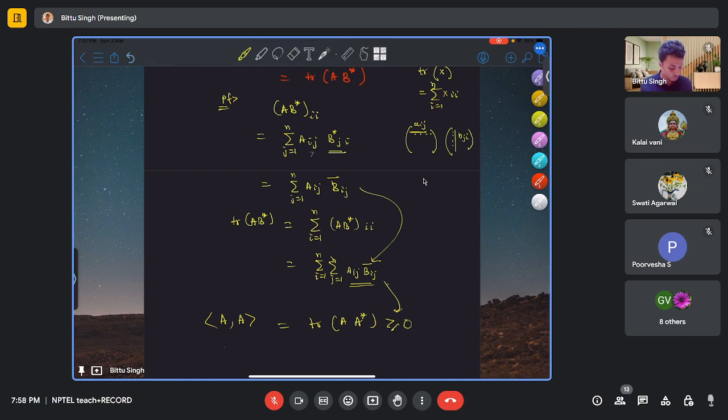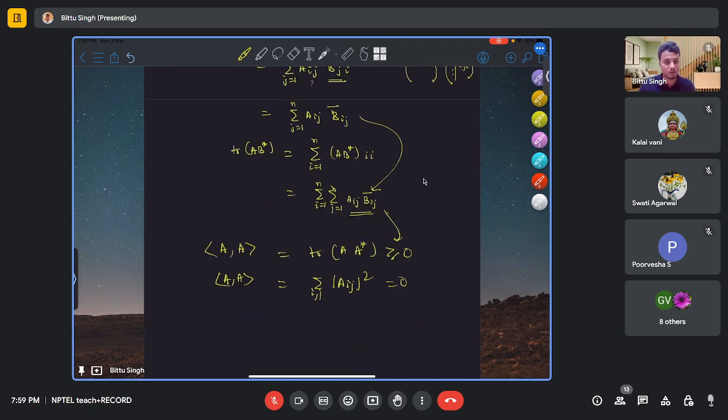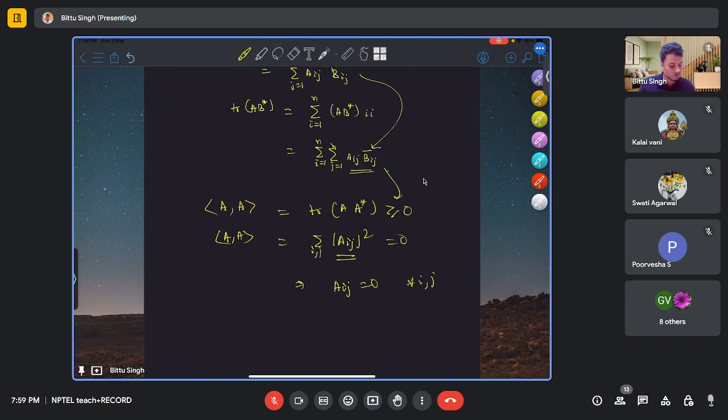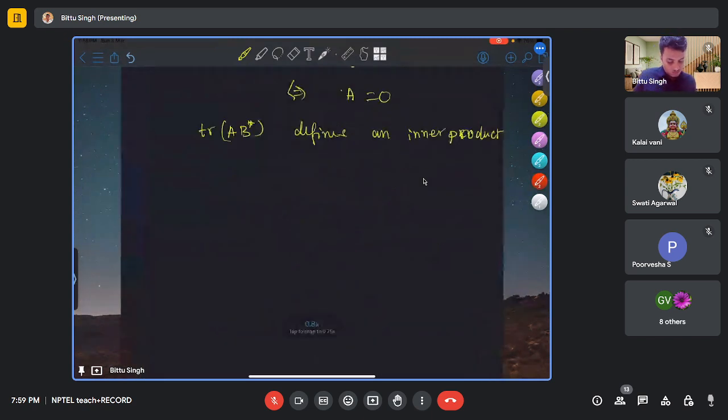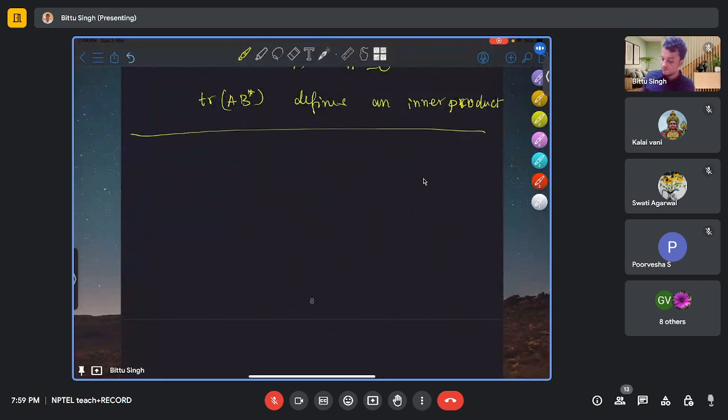Another fact is that if you assume this to be zero, that is, the sum over i, j of the modulus of a_ij squared is zero, then each entry should be zero, because a sum of non-negative things cannot be zero unless each is zero, as the modulus is always non-negative. So this implies all a_ij are zero, so it is if and only if the matrix A itself is the zero matrix. So trace of A B star defines an inner product. So we have seen examples of inner products.